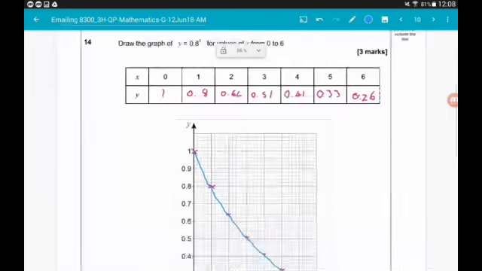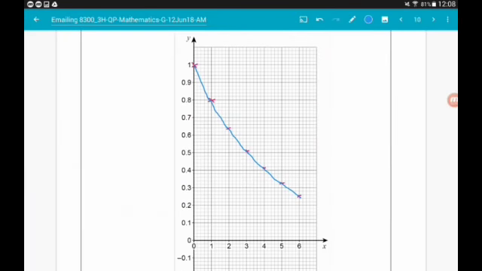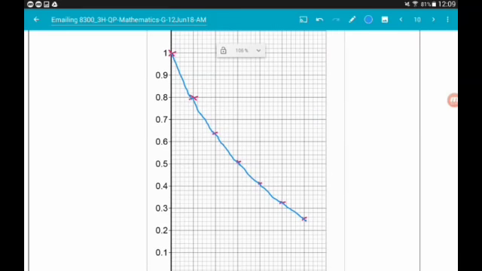Then we want to plot the graph. Plot the points, and then as with any graph, join them up. Not with a ruler and straight lines, it's a curve. So try and do the best you can to make it a curve. Hopefully you get something that looks like this.